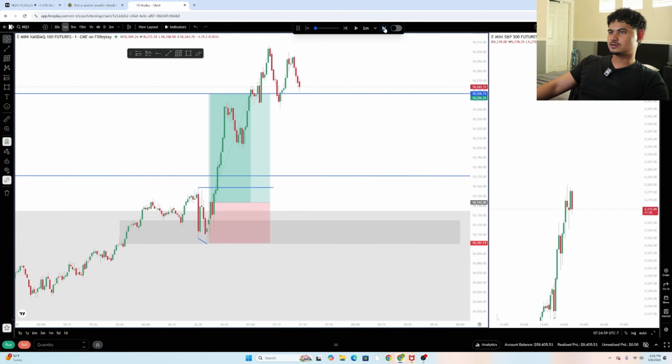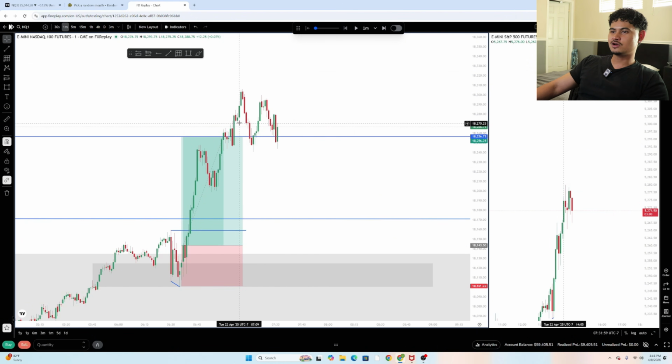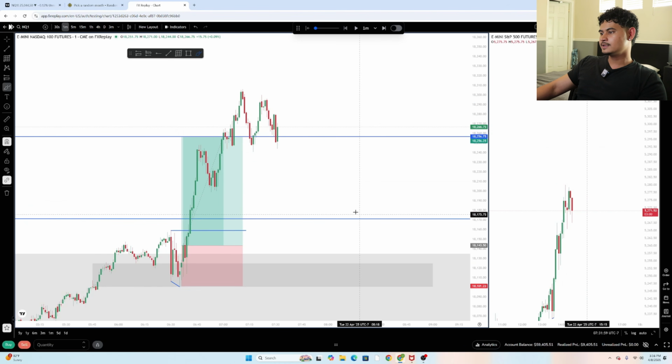And yeah, we just start chopping. So TP draw liquidity was exact. As you can see, price starts chopping once you hit the draw liquidity.